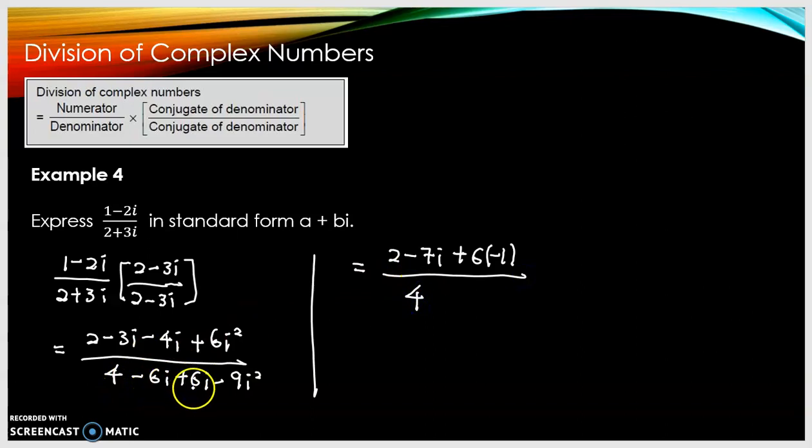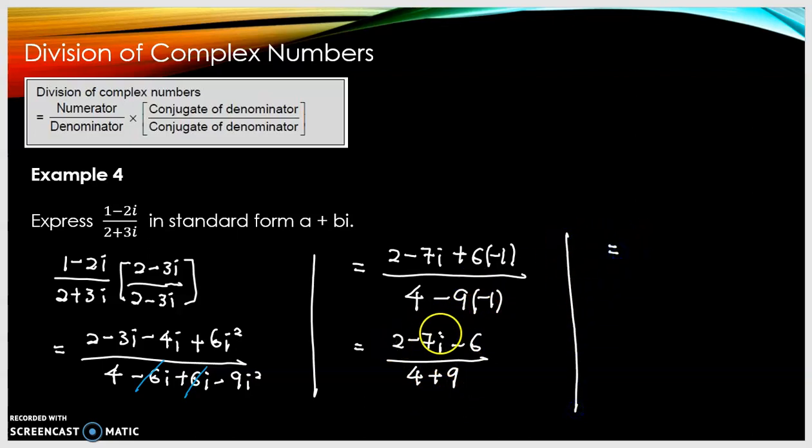minus 6i plus 6i. So this one will cancel out. Minus 9i squared, again i squared is negative 1. So if you look carefully here, we can cancel out. So finally, we have 2 minus 7i, 6 times negative 1 is negative 6, over 4 plus 9. Negative 9 times negative 1 is positive 9.